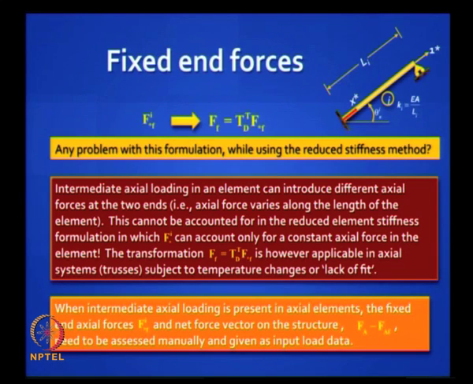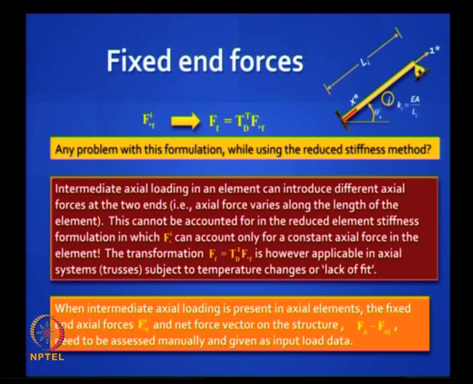When intermediate axial loading is present in axial elements, the fixed end axial forces Fi star F and the net force vector on the structure Fa minus Faf need to be assessed manually and given as input load data. So that is the only change. Whatever you are getting in the structure, do not use TD transpose to shift from element level fixed end forces to structure equivalent joint loads, do it manually.